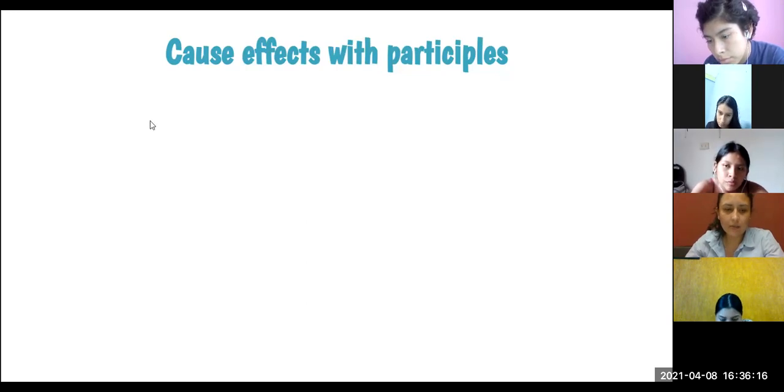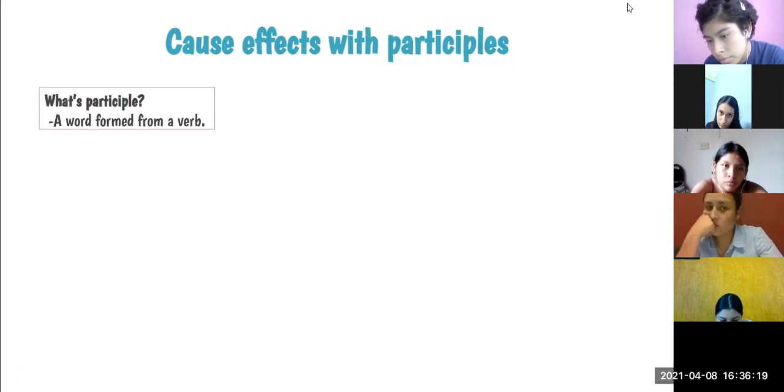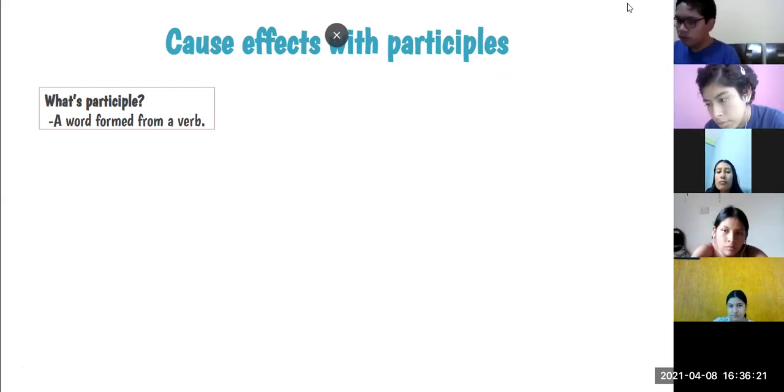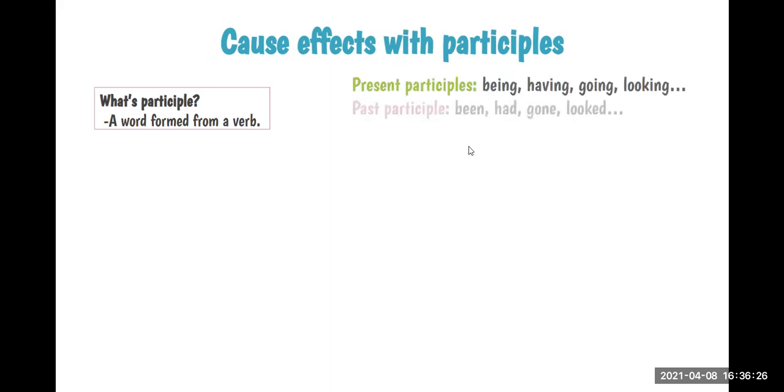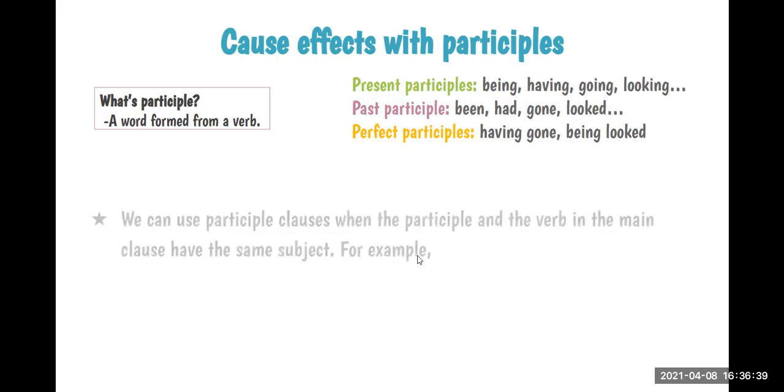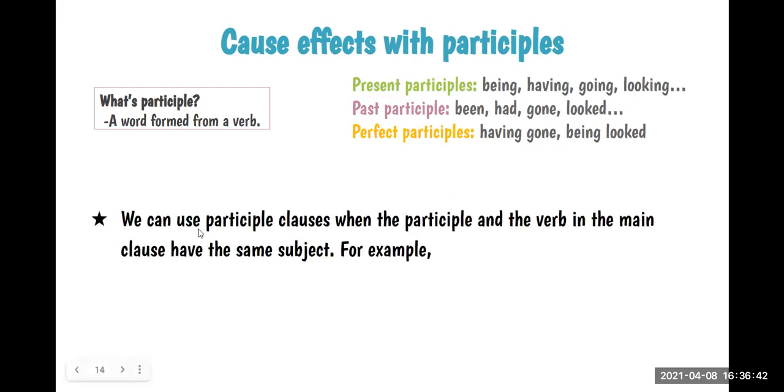Yes, very good. So we said that the participle was a word form from a verb, right? And we say that we have the present participle, the past participle, and the perfect participle, right? And we are going to use this participle to form these clauses with participles, okay? So something that we need to have clear is that we can use participle clauses when the participle and the verb in the main clause have the same subject, okay?